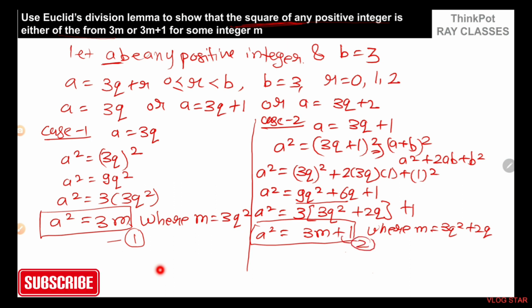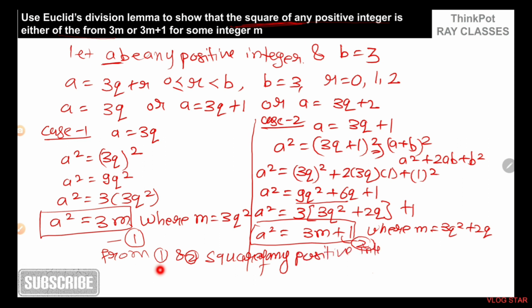So you can see from point number 1 and point number 2, it is clear. We can say from 1 and 2, square of any positive integer, as it is given in question, is of the form either 3m or 3m plus 1. So that is the proof.